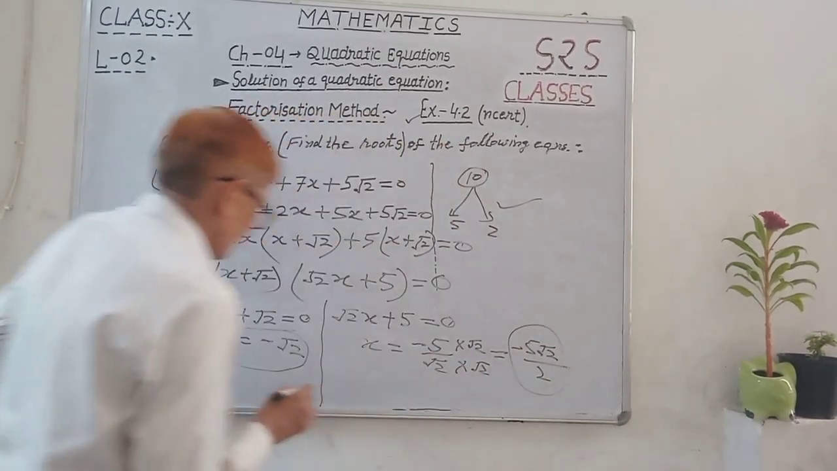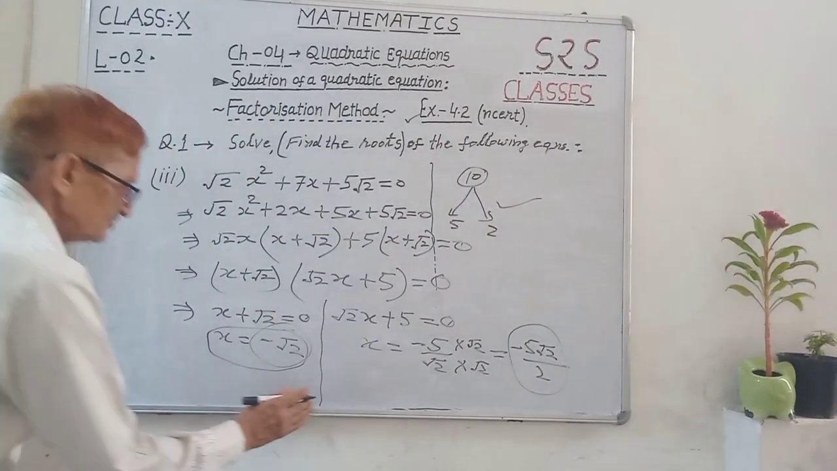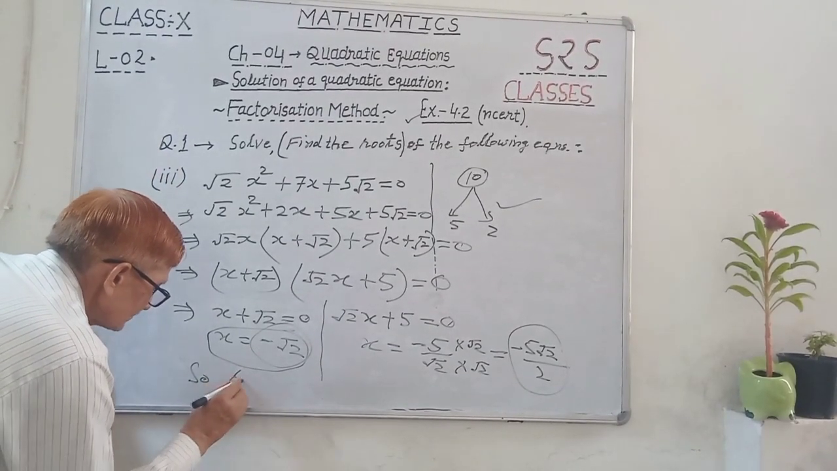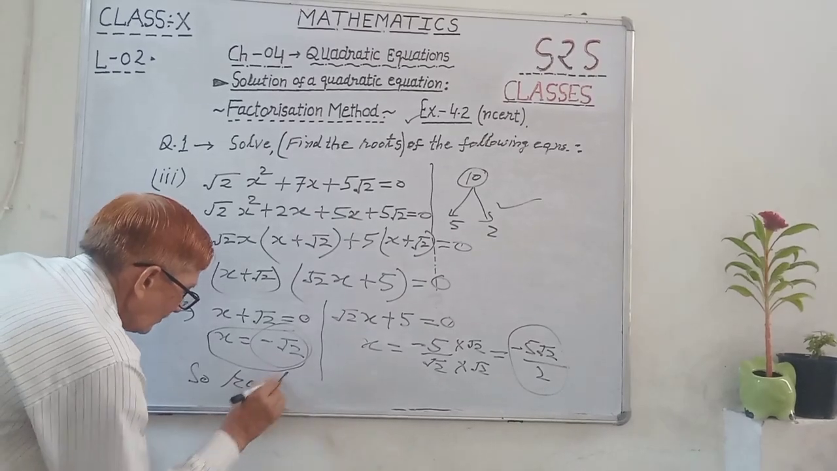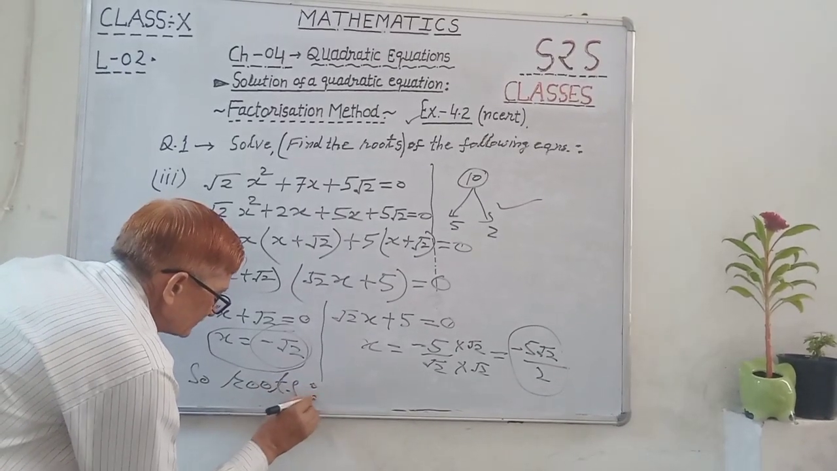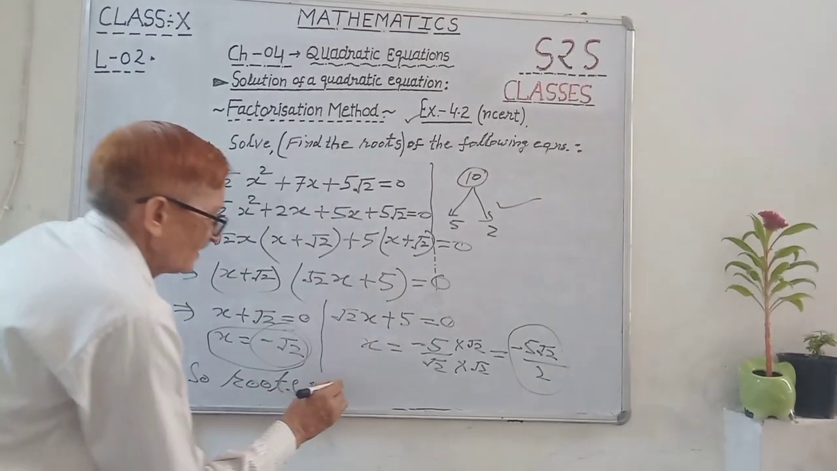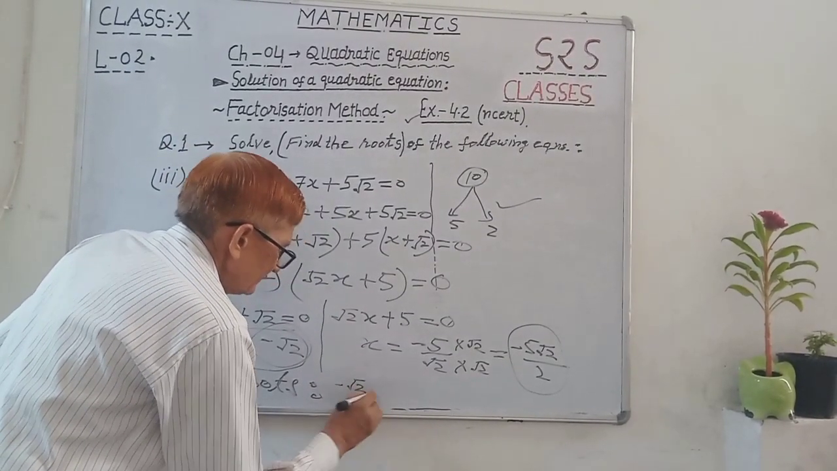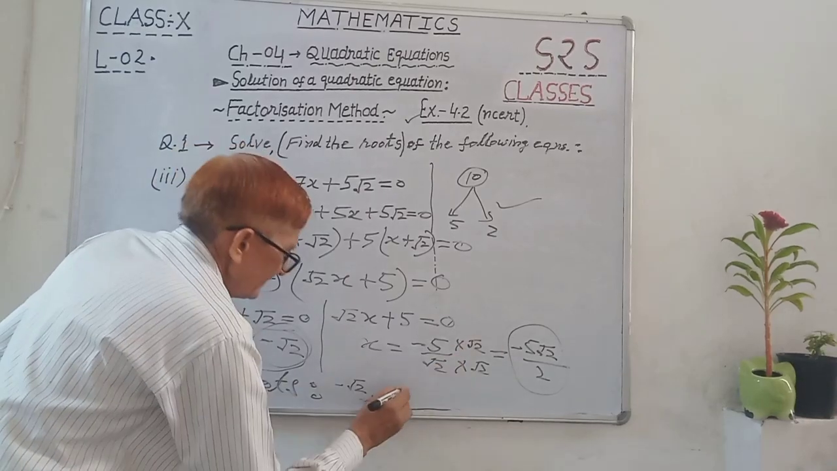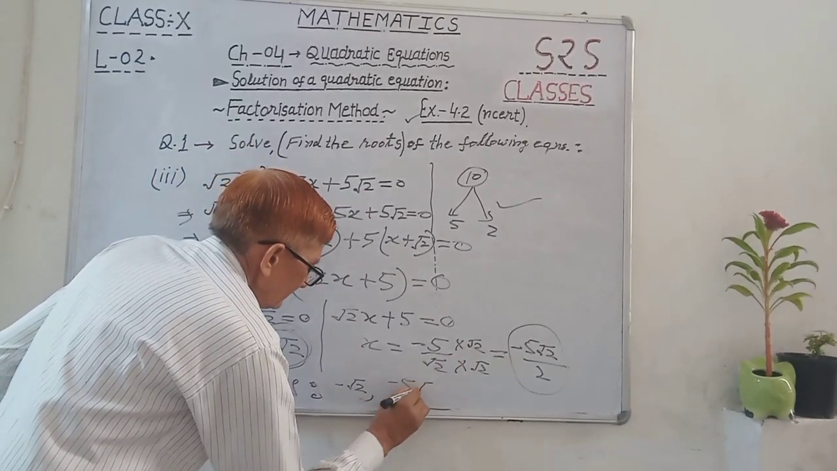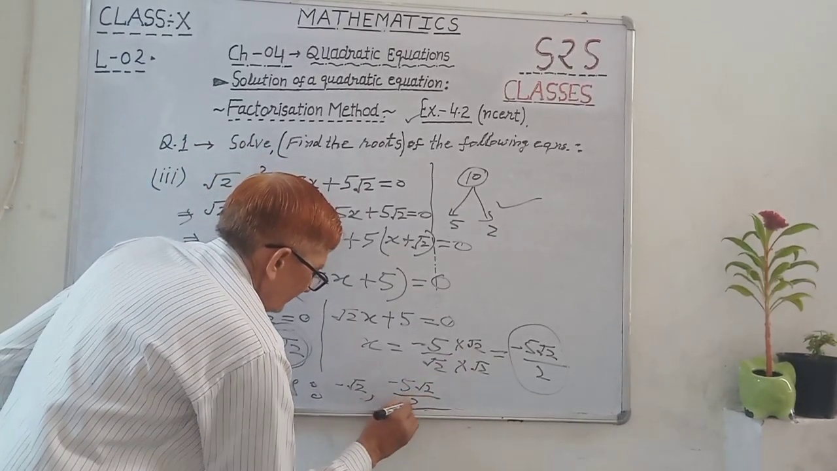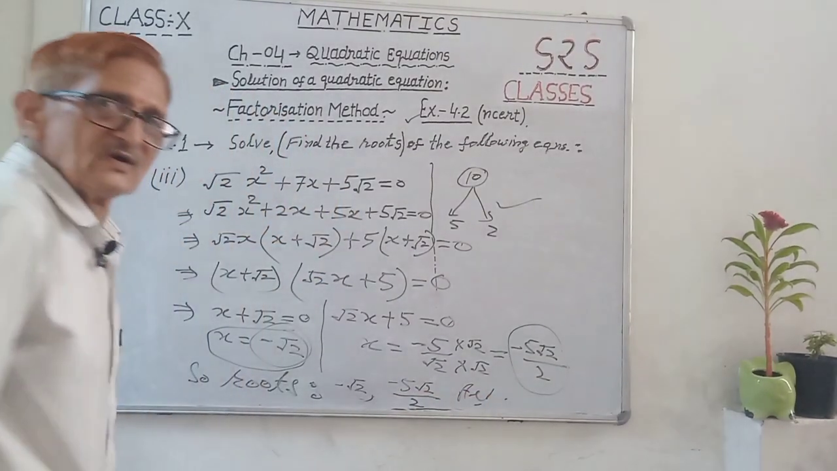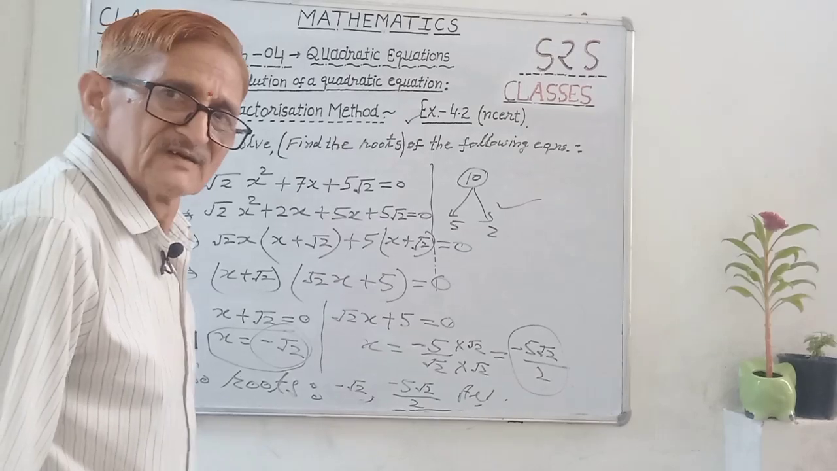We can say this and this are the two zeros. Zeros means roots here. Your roots are: minus root 2 and minus 5 root 2 upon 2. Answer. These are the roots of this quadratic equation.